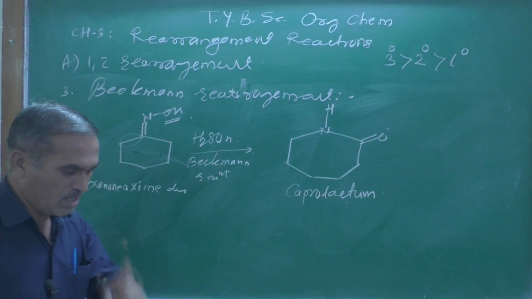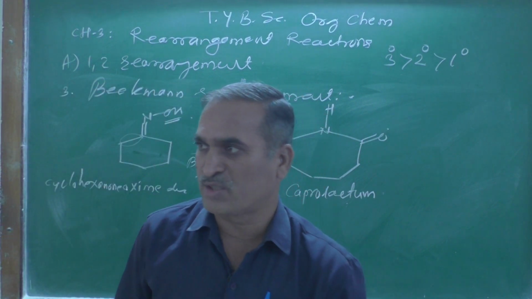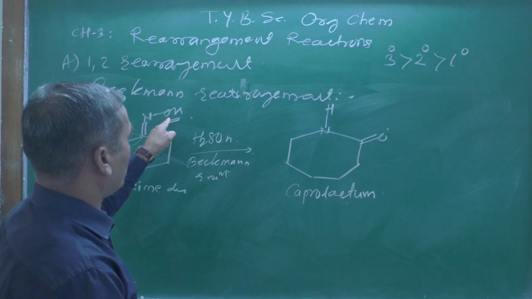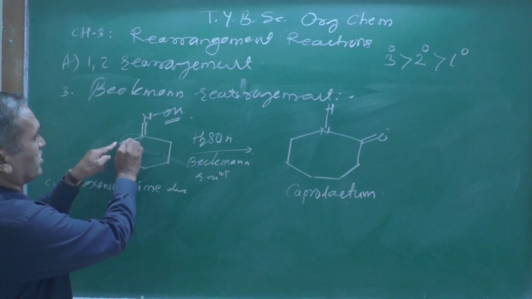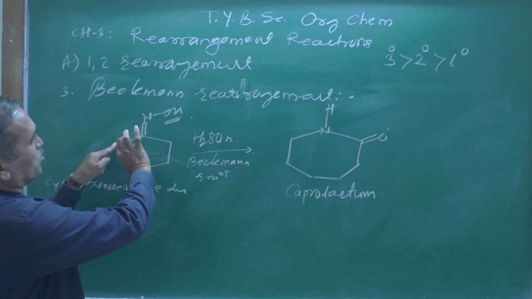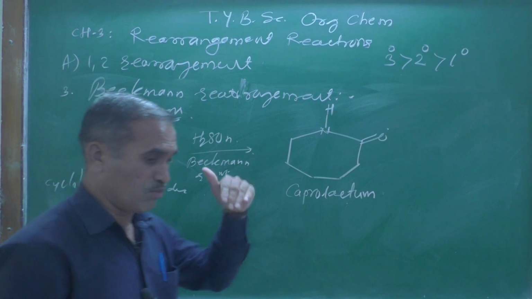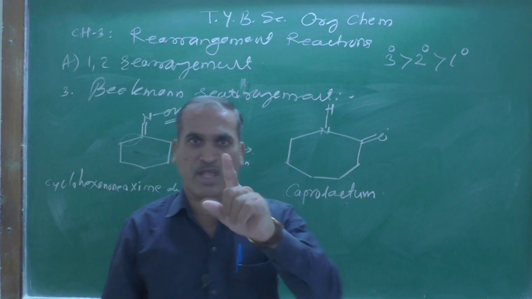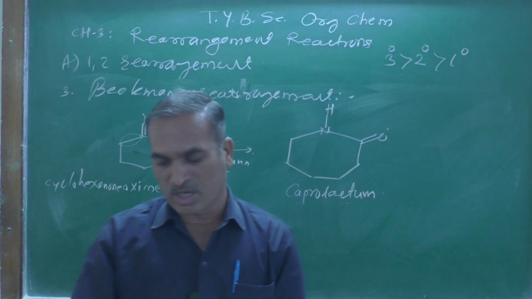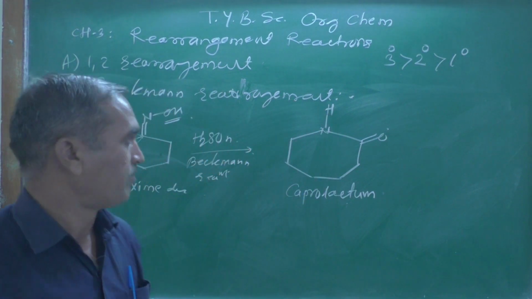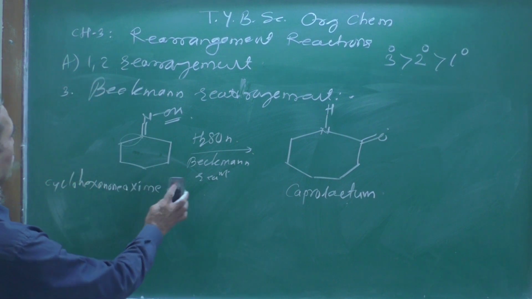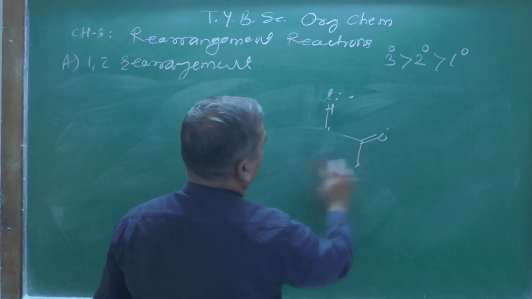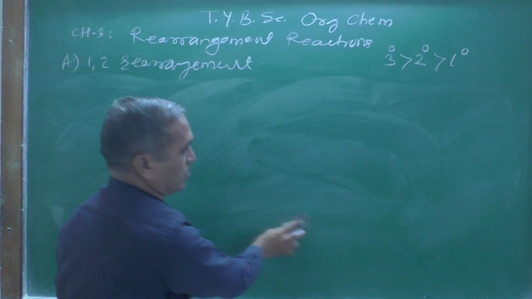Why is it migrating? Always remember, in a Beckmann rearrangement reaction, the group which is migrating is anti to that OH, or opposite to that OH. Look, this is anti to OH, and therefore it is going to rearrange. While studying the detailed Beckmann rearrangement reaction, at that time we will see the detailed mechanism. So this is enough information I have given here. That's more than enough. Now let us look at the next reaction.